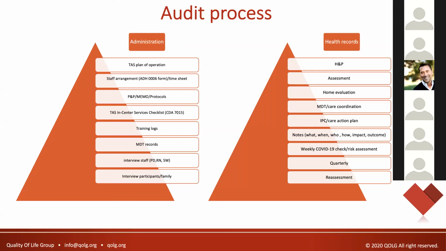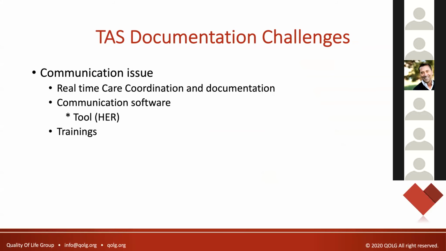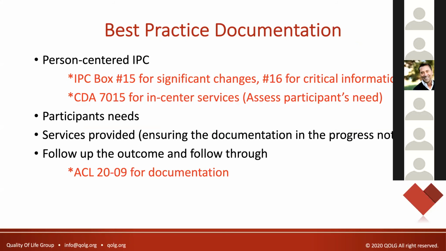Okay, that's about the administrative record, but I'll focus on the health record now. That's the record you can find in the participant's medical chart. That includes all the information: the individual plan of care, IPC, quality, progress notes, flow sheets, MDT reassessment, and for the TAS period, I also need to include COVID-19 screenings. And I remember CDA has a format. It's named the COVID-19 participant wellness check and risk assessment. It's just a format for your information. You can create your own center's screening tools, but it's good to use that form as well.